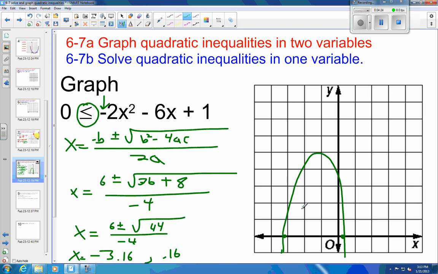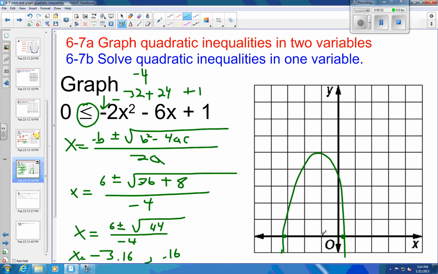And then we want to figure out if we're shaded inside or outside. And we can just test points here. We can test this point here, which is negative 4. If I put negative 4 in here, so that would be negative 2 times positive 16 would be a negative 32. And I'm testing negative 4, right? Negative 6 times negative 4 is a positive 24, and plus 1, that's going to be a negative 32 plus 24 plus 1. It's still going to be negative. Is 0 less than that? No, so this is not a solution.